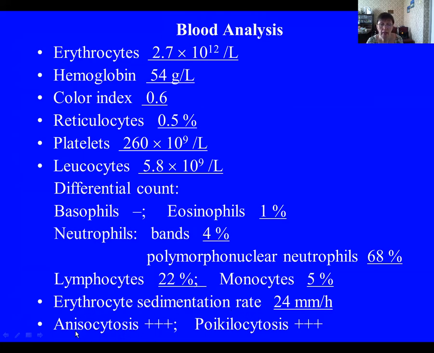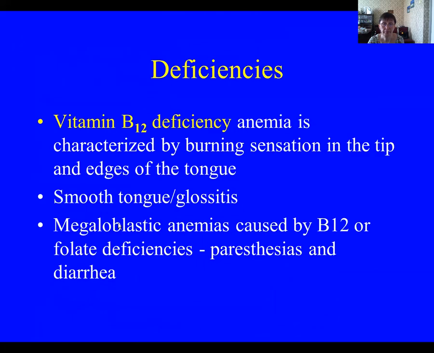It will be anisocytosis, so different size of erythrocytes, and poikilocytosis. It means very many differences in the shape of erythrocytes. One more deficiency, which is the cause of anemia, is the deficiency of vitamin B12.